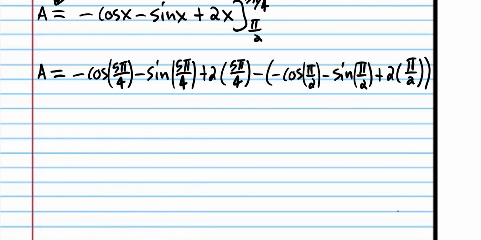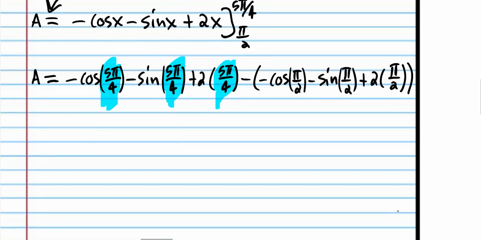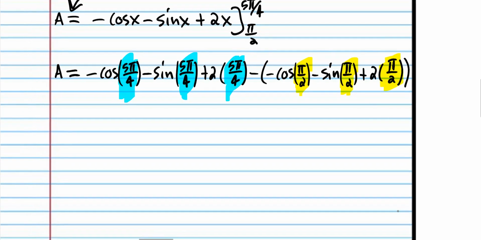Now, these are angles where we can use triangles to help us calculate them. And these angles over here are angles where we have to use the sine and the cosine curves. So let's start with the blue angle.